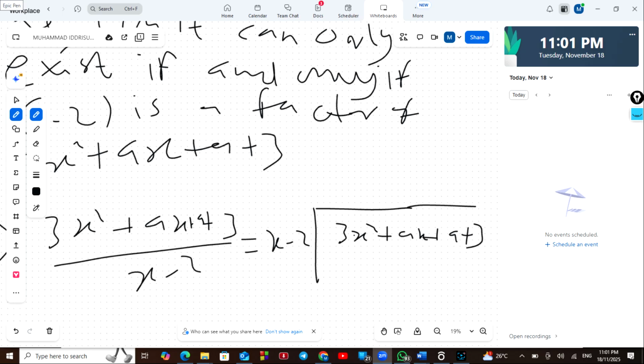So we know that if it is a factor, it can only be a factor if it divides this without any remainder. So we are dividing. 3x squared divided by x, we have 3x there. So 3x times this, we have 3x squared minus 6x. So this minus that, we have 0.